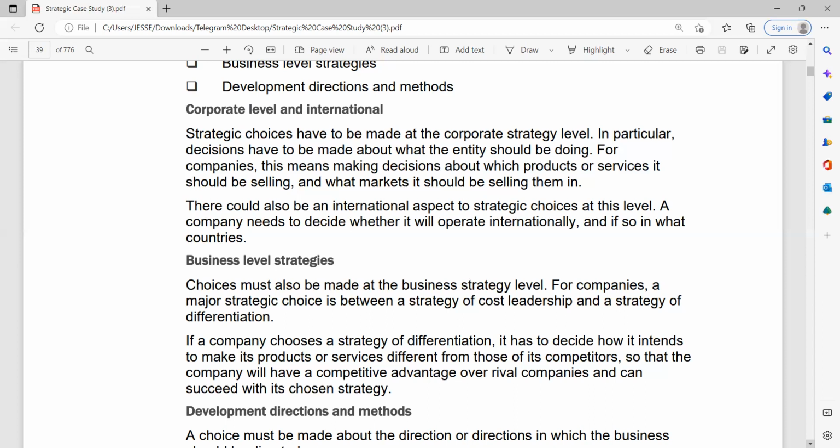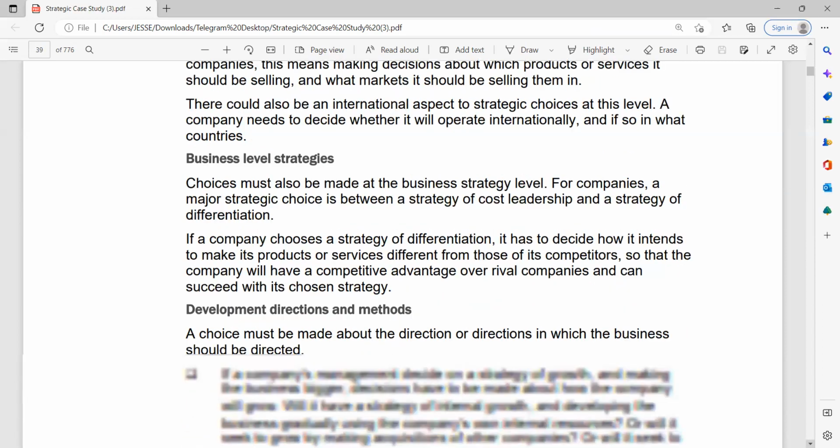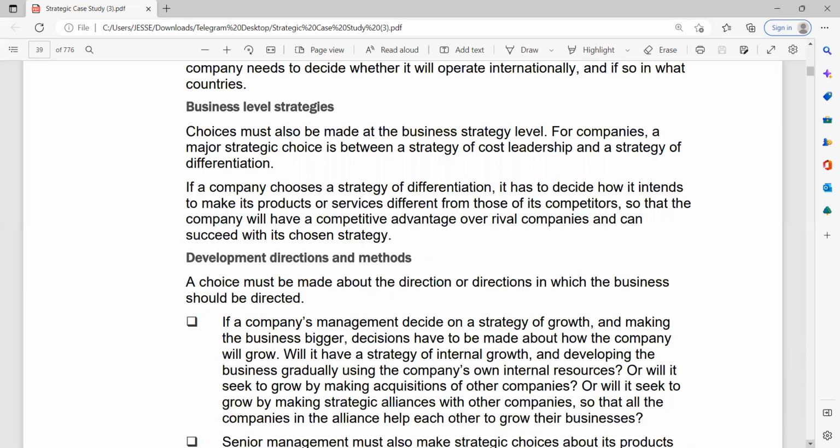Now let's move on to business level strategies. Choices must also be made at the business strategy level. For companies, a major strategic choice is between a strategy of cost leadership and a strategy of differentiation. We talked about this earlier. This is where the company has to choose whether it will operate based on cost leadership or differentiation. So cost leadership is becoming basically the lowest cost producer. You produce stuff very, very efficiently at a low cost, and that is how you lead in the market.